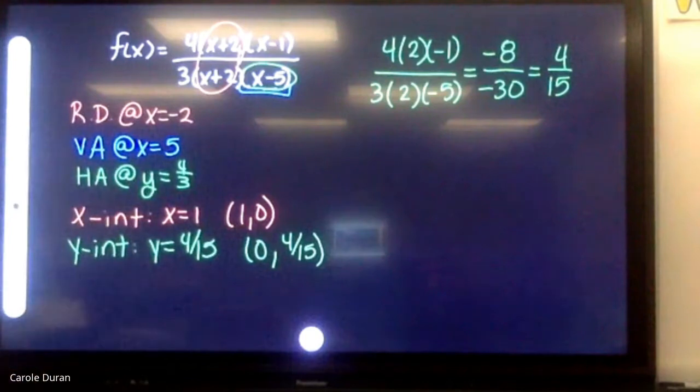Is that the x-intercept? Any factor left in my numerator, I set equal to 0. Yes. Any other questions on this one?